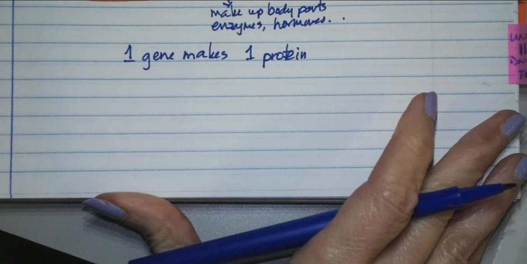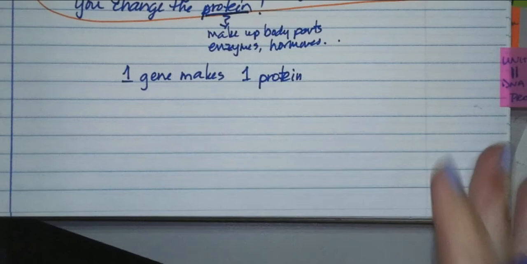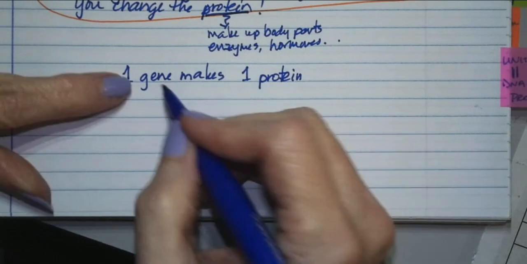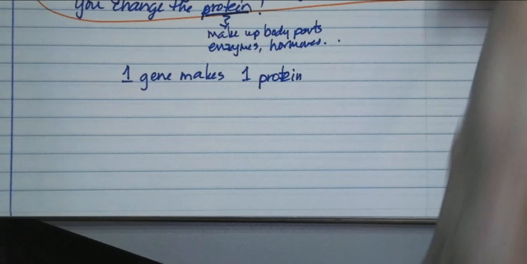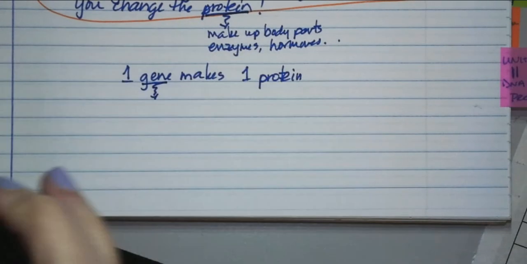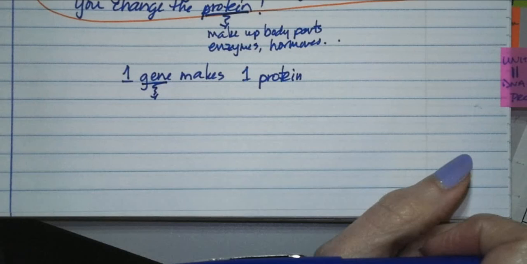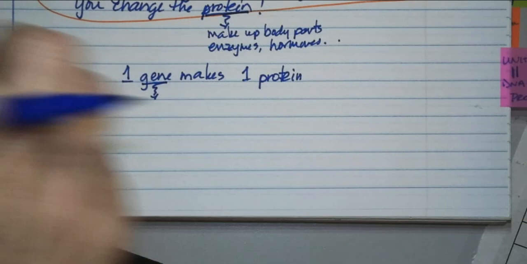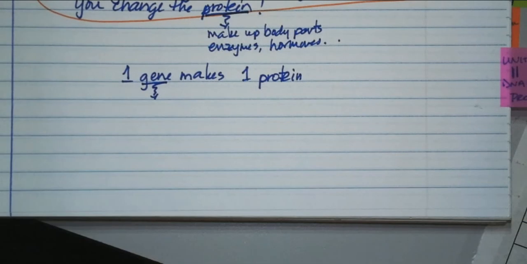So what do I mean by gene? Because that's the first word I've thrown in here that's not anywhere in our notes so far. A gene is a section of DNA that has the instructions to make one protein. I'm going to put that in a different color. A gene is a section, a piece of DNA that has the instructions to make one protein.